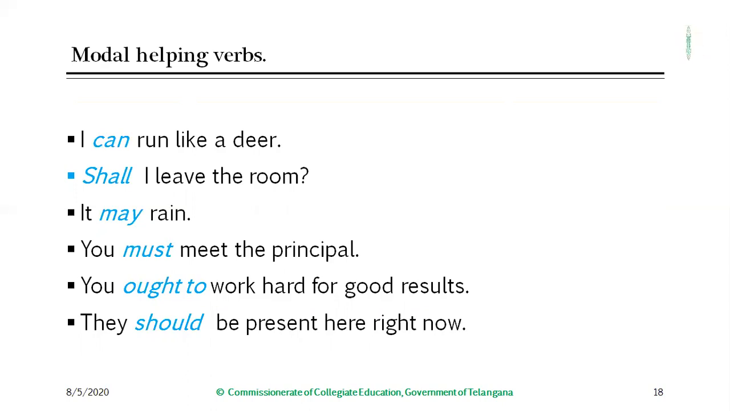You ought to work hard for good results. Work is the main verb. Ought to is modal helping verb. In the same way, they should be present here right now. Here, should is the modal helping verb. Can, shall, may, must, ought to, and should. These are all modal helping verbs.